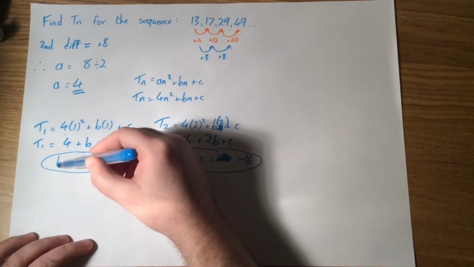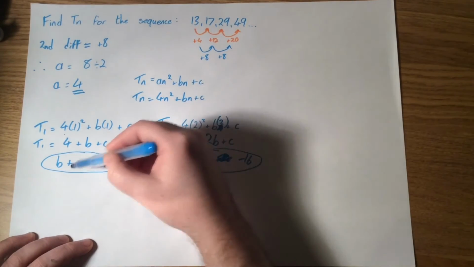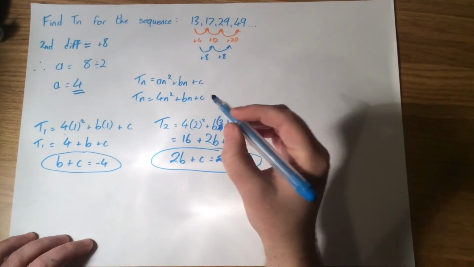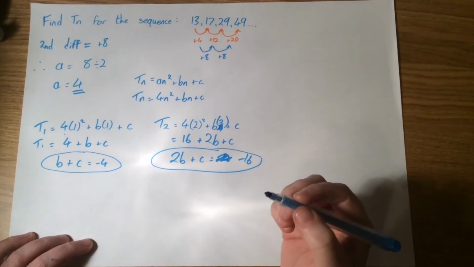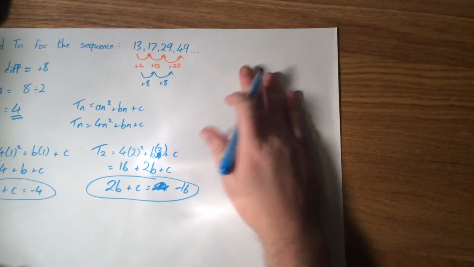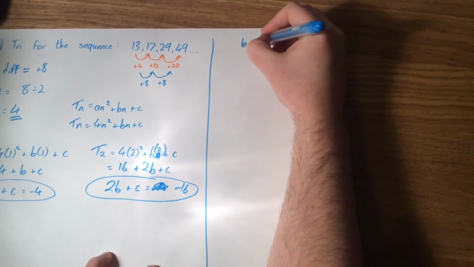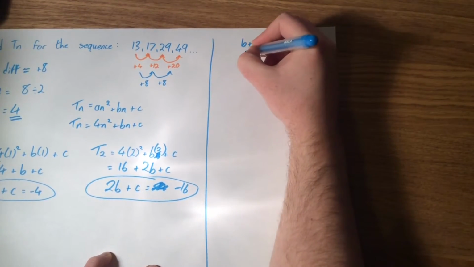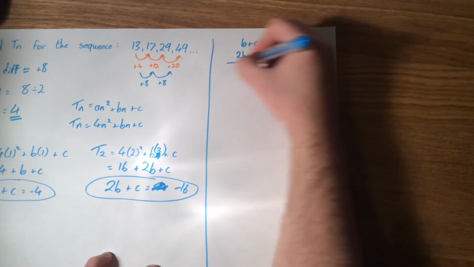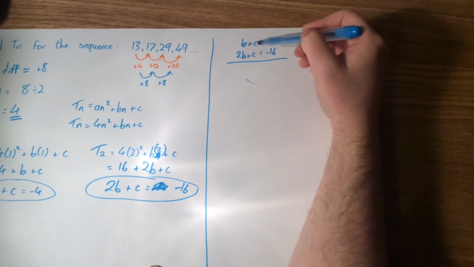Remember that the b in this value is the same as the b here. Likewise, the c is the same here, as it is here. So that means we can actually add these equations together. This is important because this is the basis of simultaneous equations. So watch, I'm just going to use this space here. I have b plus c is equal to minus 4, and I have 2b plus c is equal to minus 16. Now, what I want to do is find either b or c first, use that value and come back.